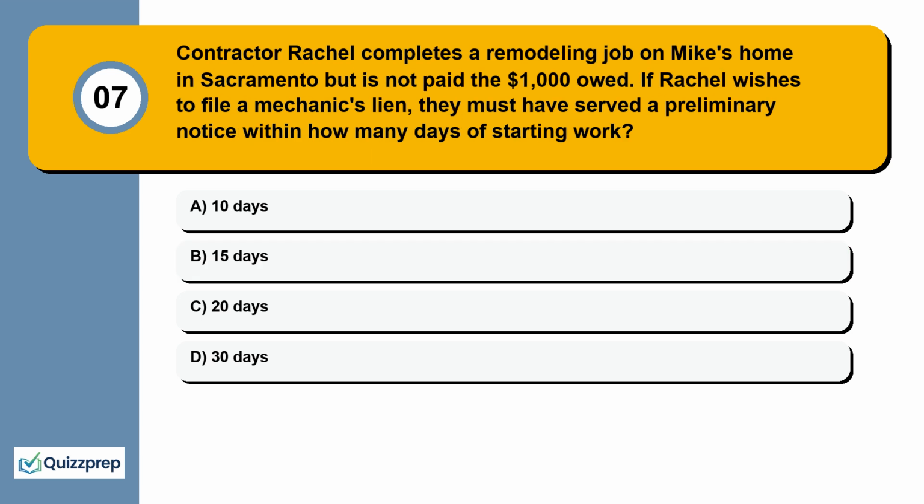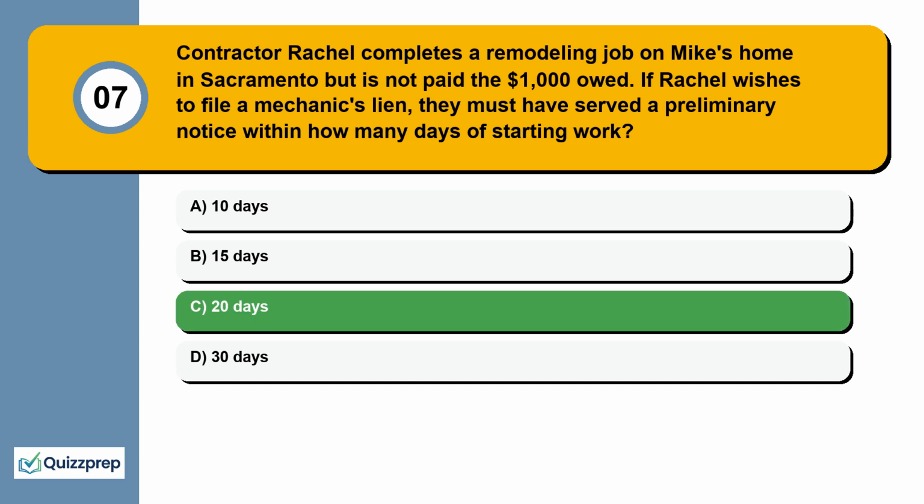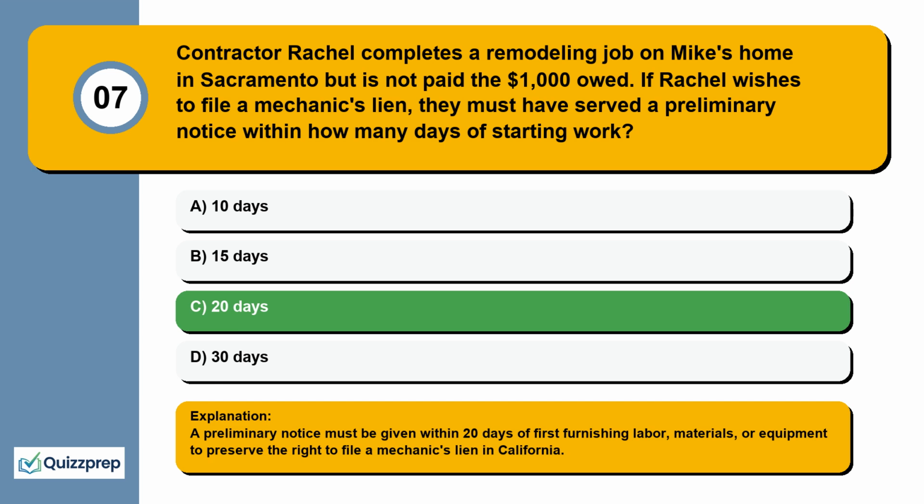Question 7. Contractor Rachel completes a remodeling job on Mike's home in Sacramento but is not paid the $1,000 owed. If Rachel wishes to file a mechanic's lien, they must have served a preliminary notice within how many days of starting work? 10 days, 15 days, 20 days, 30 days. A preliminary notice must be given within 20 days of first furnishing labor, materials, or equipment to preserve the right to file a mechanic's lien in California.